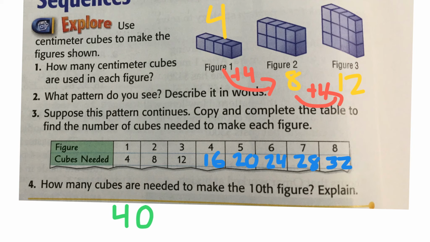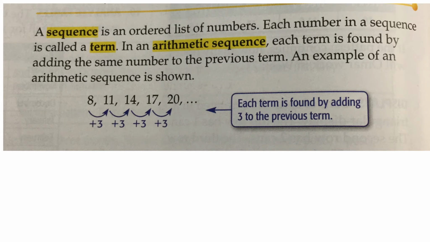So what about the 100th figure? 400. It would be 400 cubes to get there, right? We get that pattern going on. You just added to get to 10? Oh, you added to get to 100. Oh, very impressive. Okay, so today we're going to look at sequences.